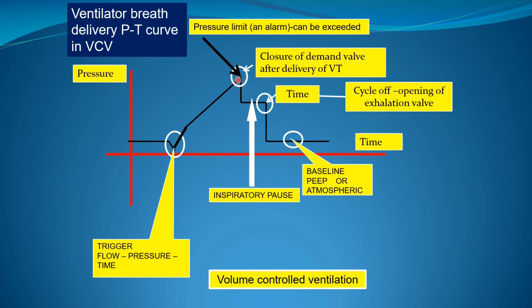When this peak inspiratory pressure is reached, the demand valve will close, because at this point the preset tidal volume is delivered. Accordingly, this peak pressure equals the pressure resistance plus the pressure elastance. Pressure resistance equals inspiratory resistance multiplied by the inspiratory flow.